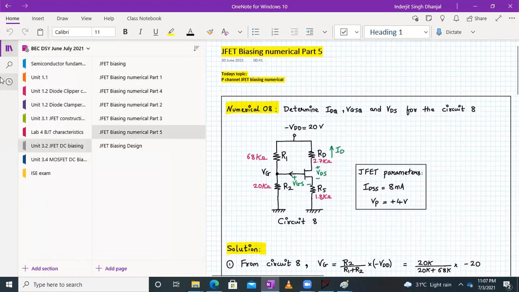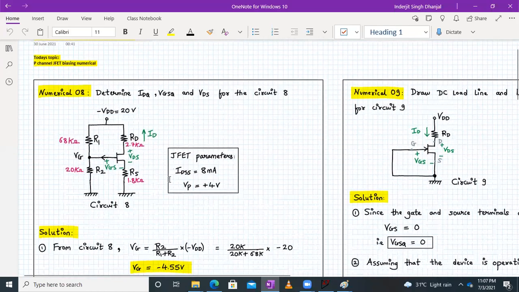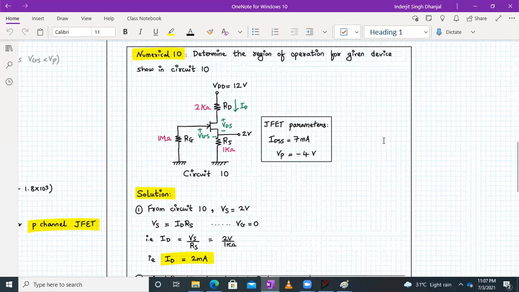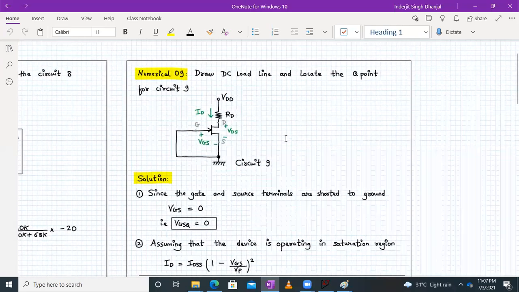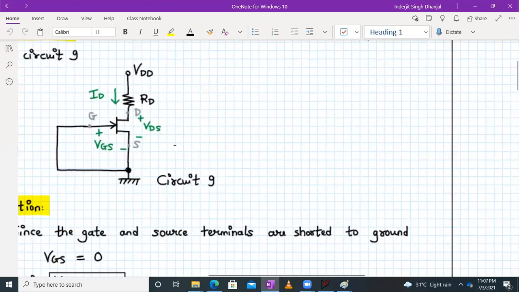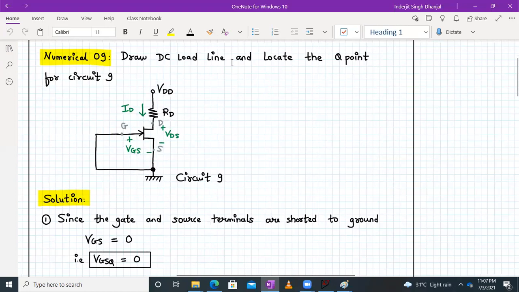So one last one is remaining, numerical number 8 over here. Okay. So let's solve an easier one first. Let us complete numerical number 10 and 9 first, and then we'll move on to numerical number 8. So numerical number 9 is not about solving. It's about drawing the DC load line and locating the Q point for this circuit.